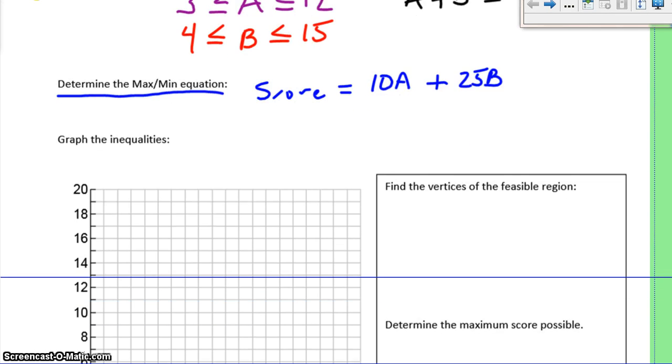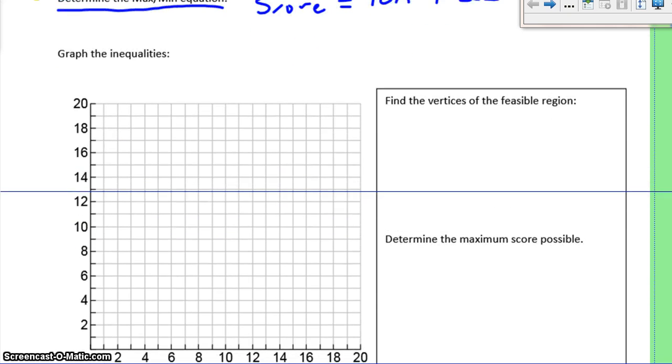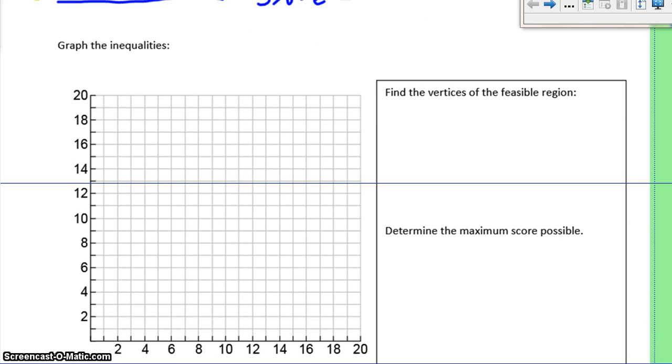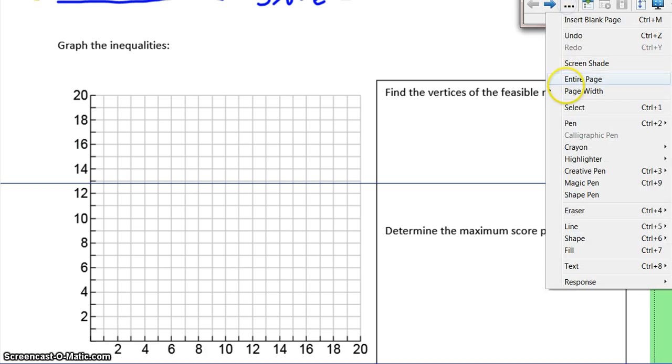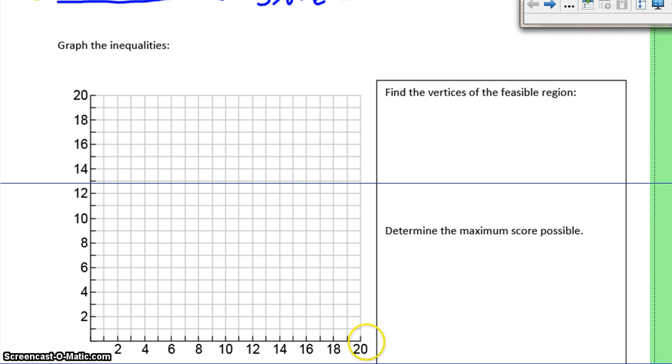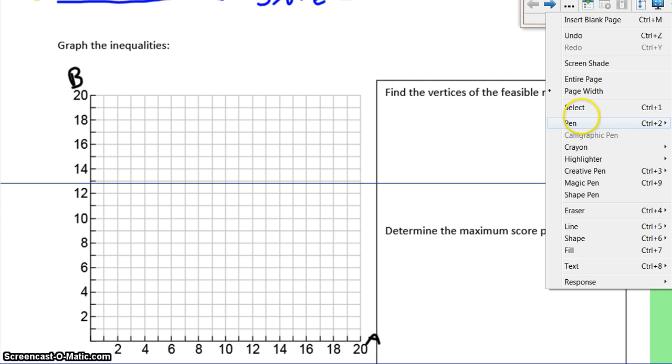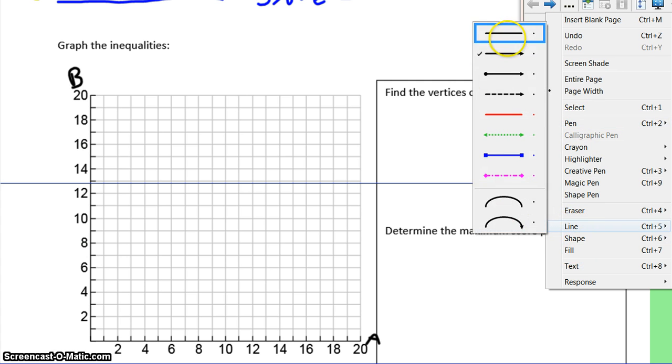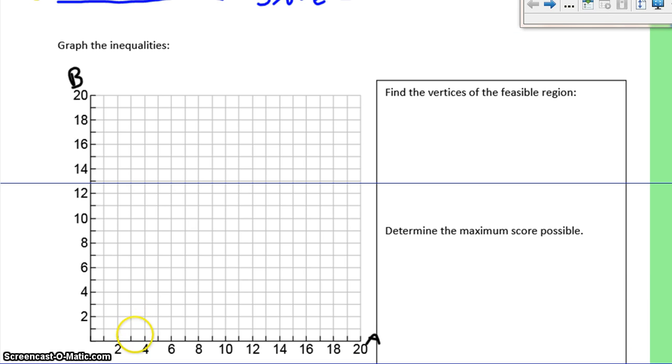Alright, let me move this down a little bit. Now, we don't have an A-axis or a B-axis, but we just need to identify which one's going to be which. So let's go ahead and call this axis the A-axis. So this will be the A-axis, and this one will be the B-axis. So now when I graph A is greater than or equal to 3, I have a line to put it on. So here's where A is 3. Here's everywhere that A is 3.